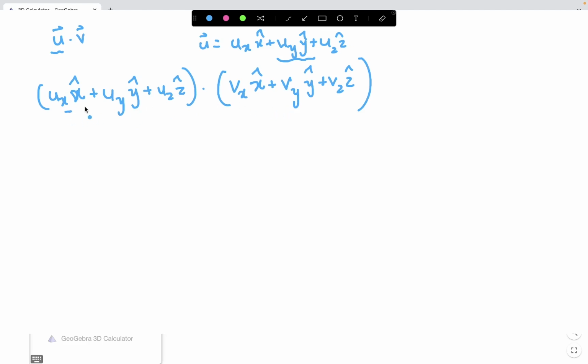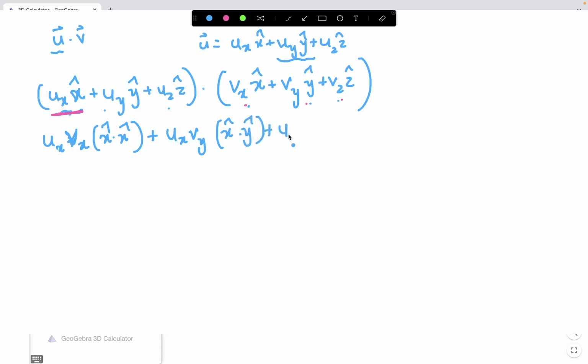Now you have two different expressions here, that is on the left hand side and right hand side. So every single term on the left hand side expression needs to be multiplied by every other term that's present on the right hand side. And let's do that process till all the terms in the left hand side expression are exhausted. So you multiply this term here with all the other terms that are present on the right hand side expression. So it should be ux vx multiplied by x hat x hat plus ux vy multiplied by x hat y hat plus ux vz multiplied by x hat z hat.